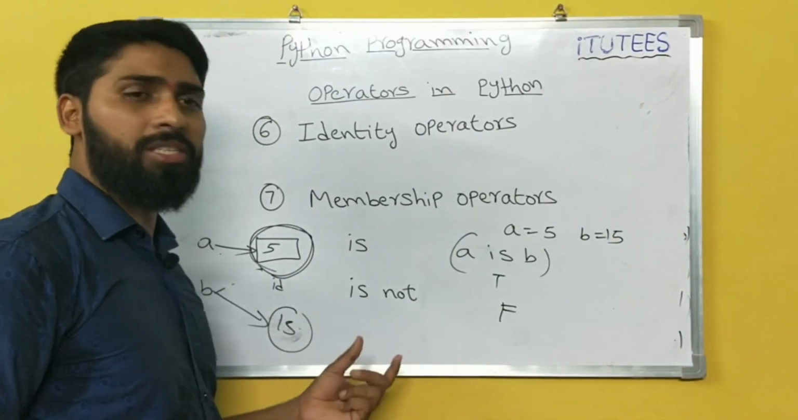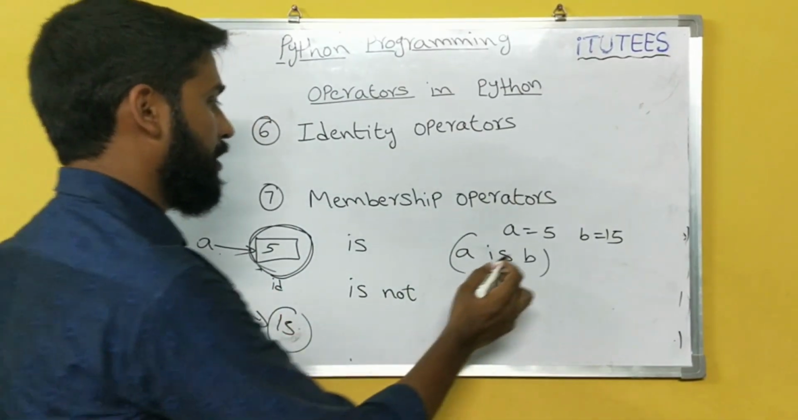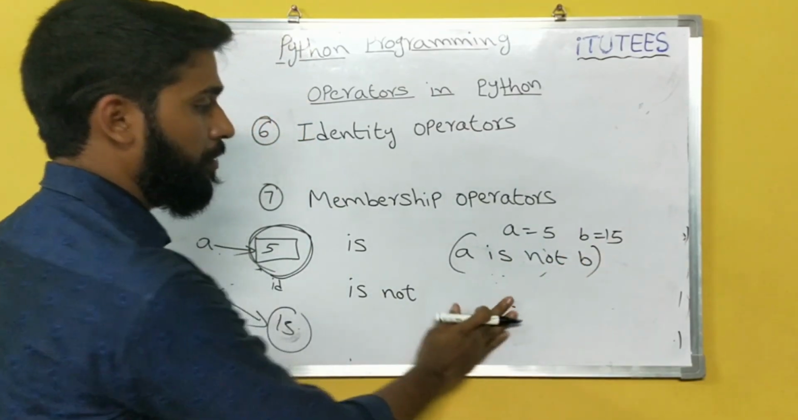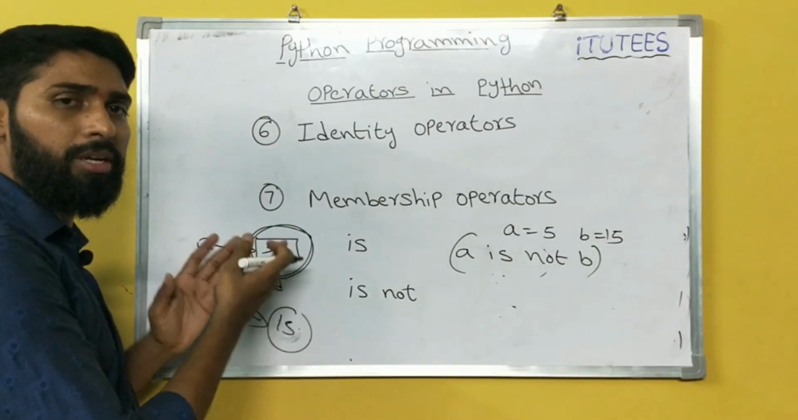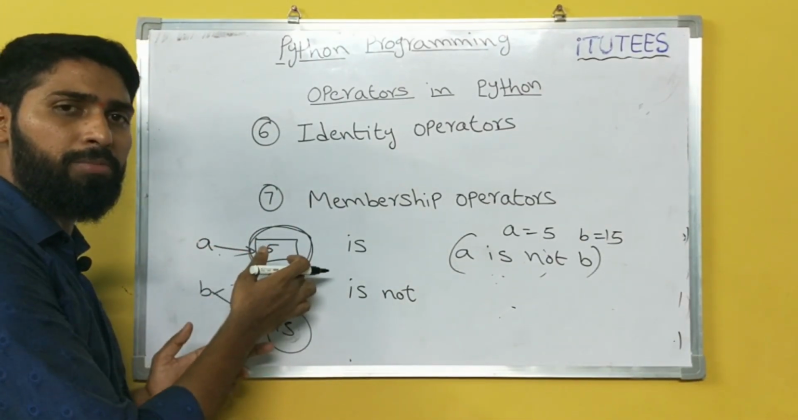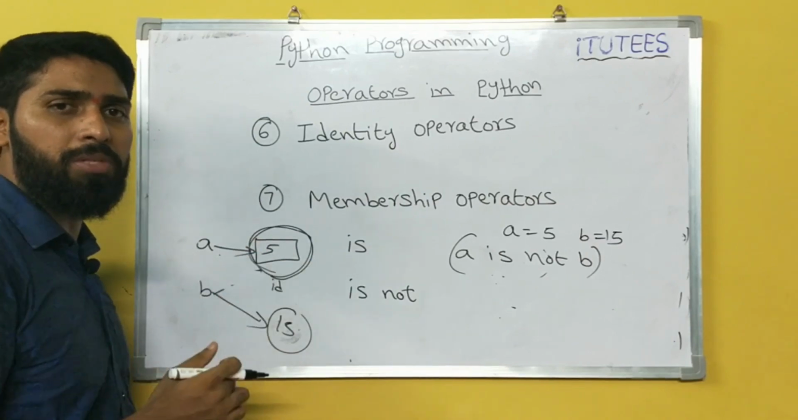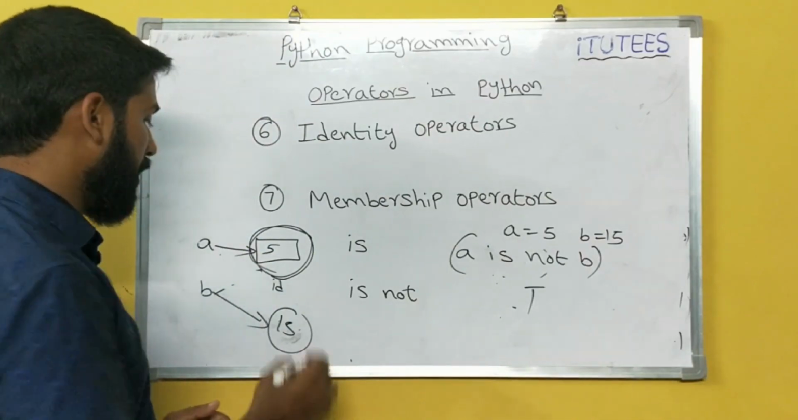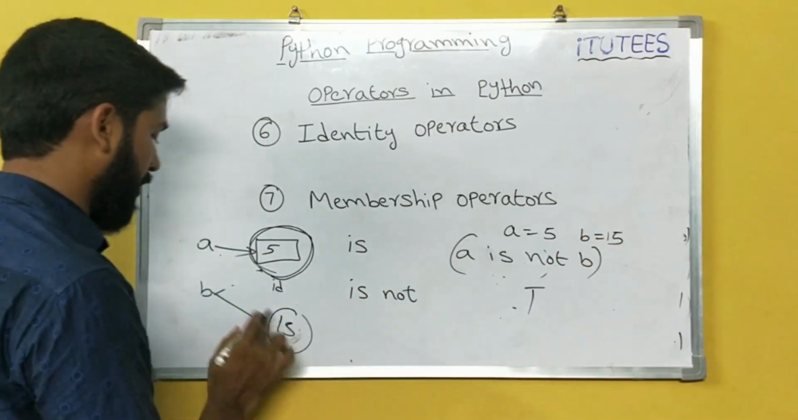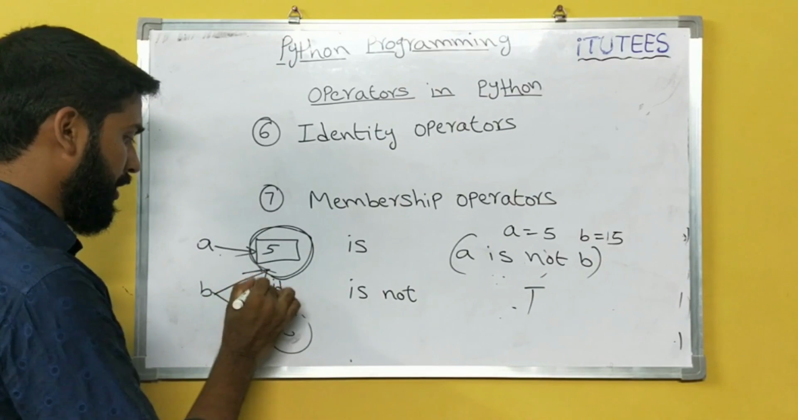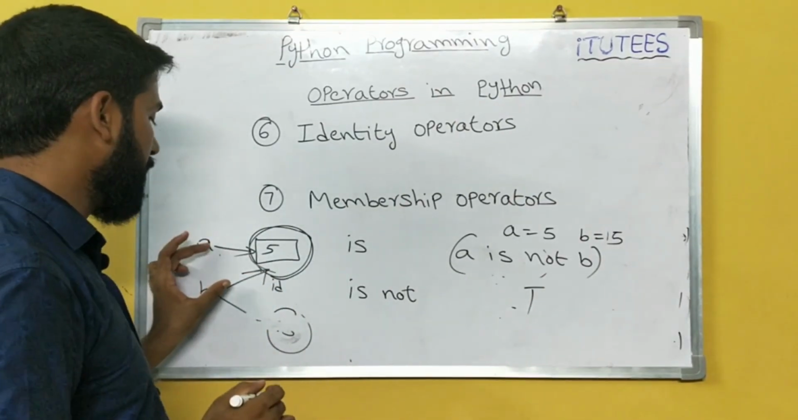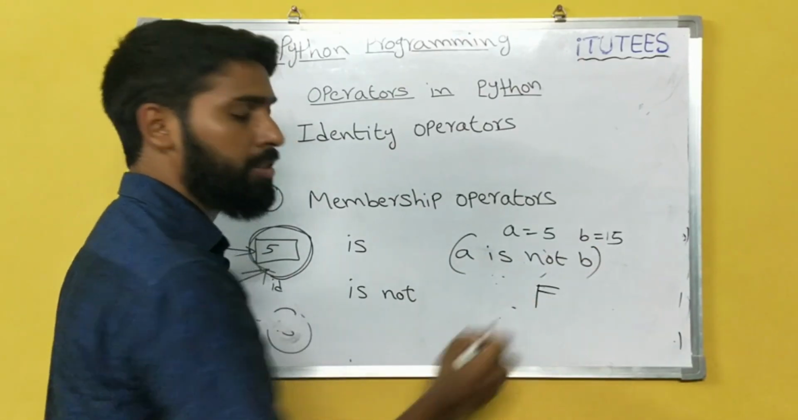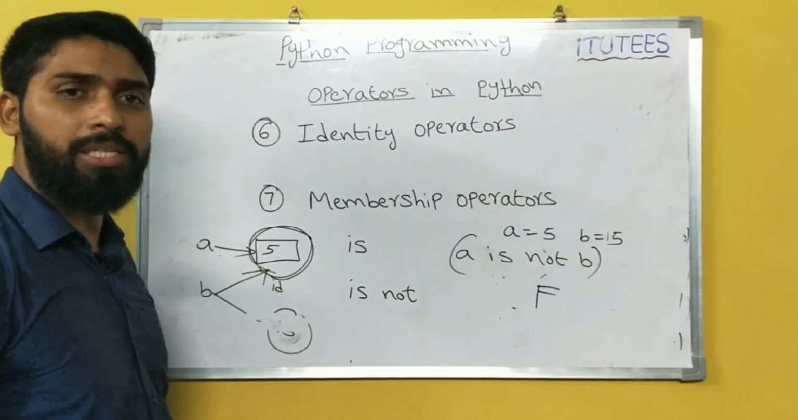And is not refers to the reverse of is. For example, I am checking a is not b. What does it return? These are different variables. If both the variables are referencing different objects, then it returns true. But if a equals 5 and b equals 5, that means b is referencing the same object as a. In that case, a is not b returns false. Why? These two are referencing the same object.